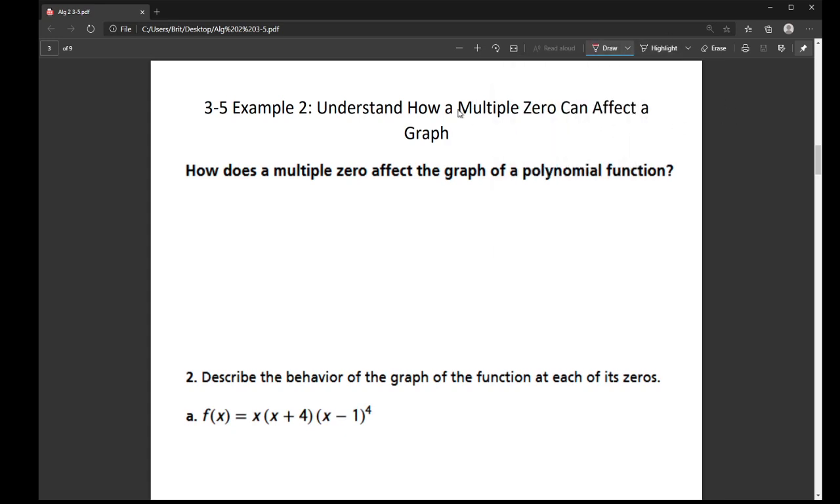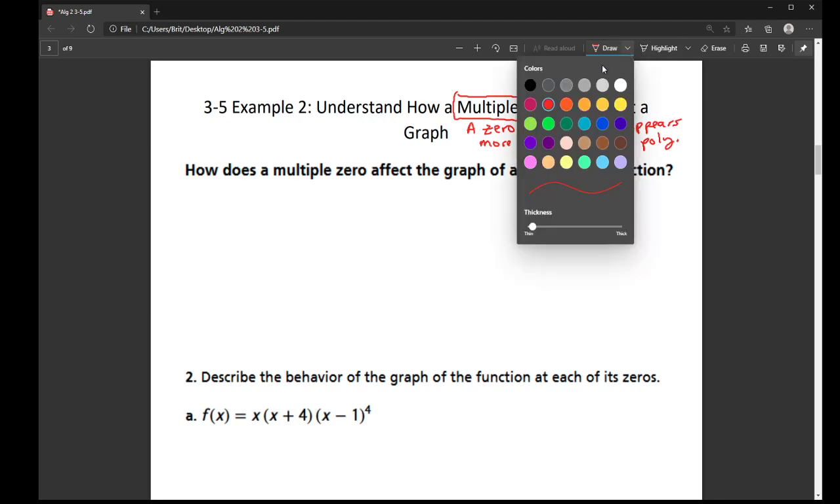Alright, so a multiple zero is just a zero whose factor appears more than once in a polynomial. So for example, here x minus 1, if you set that equal to 0, you'd get that x is positive 1. It's a multiple 0 because that appears 4 times because of that exponent there.